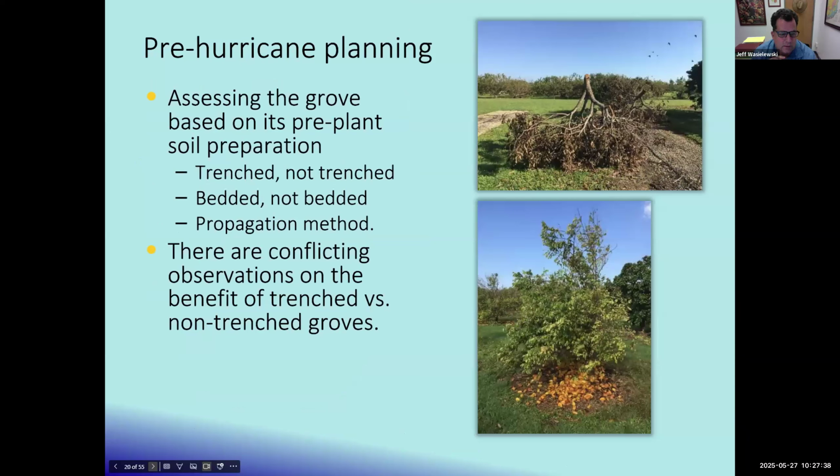Assess the grove based on its pre-plant soil preparation. Is it trenched or not trenched? Is it bedded or not bedded? What's the propagation method? Jonathan mentioned this. Grafted trees are going to do better than air layer trees, because air layer trees, the roots are not as strong. And there's conflicting observations on the benefit of trench versus non-trench. So we're not sure about it.